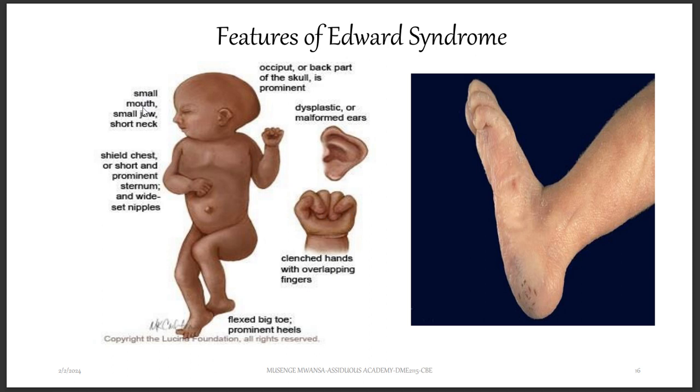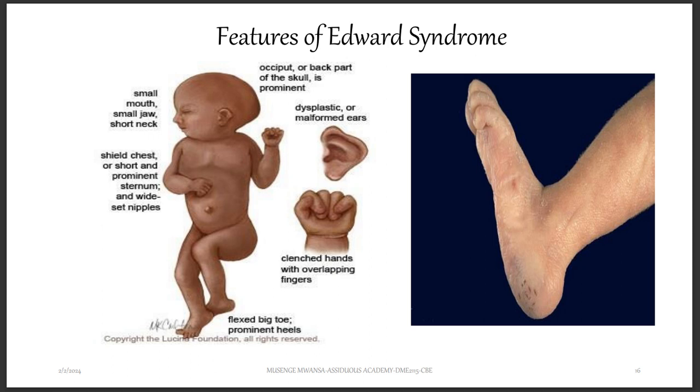Small mouth, small jaw. You can see the jaw down here, very small, and a short neck, almost as though someone doesn't have a neck. So the head is just lying on the neck, I mean on the chest. That is also how you are going to see mostly with those with trisomy 21. It's just that for them, they've got a webbed neck. It's just like the whole head is just connected entirely to the chest.